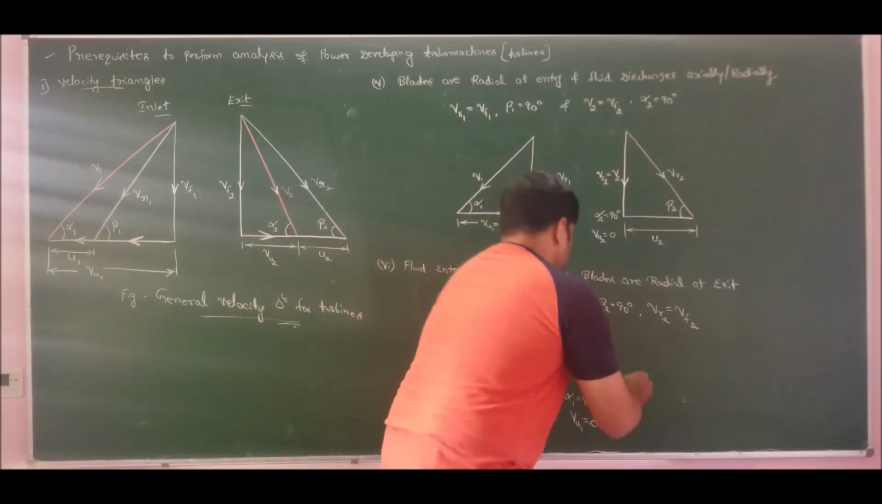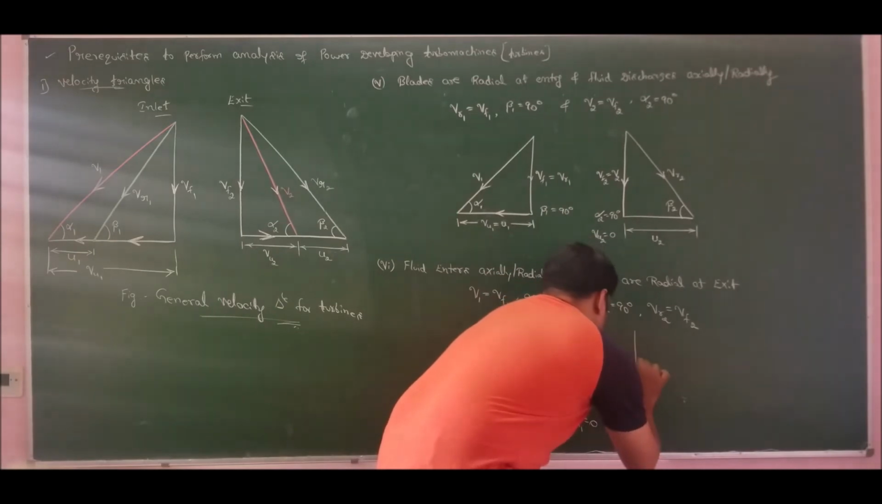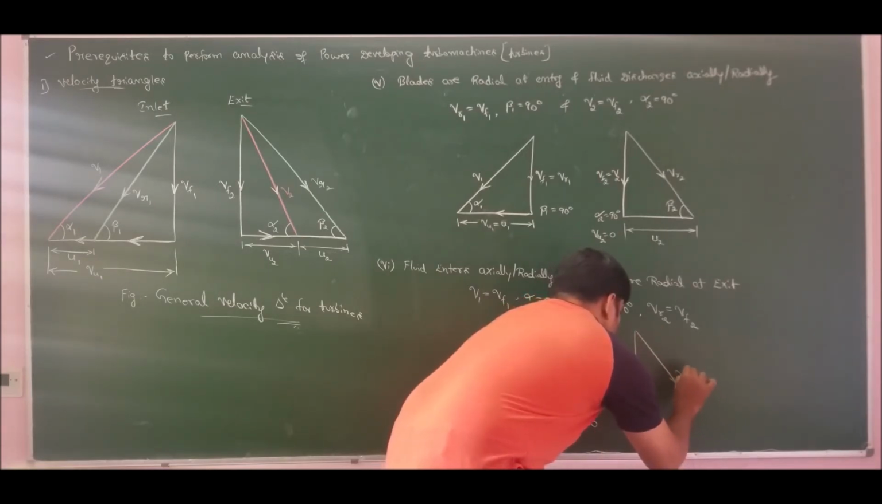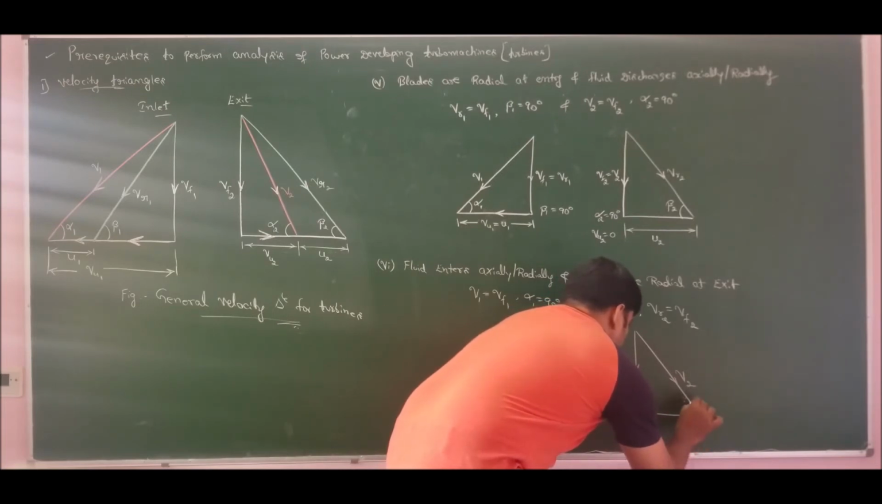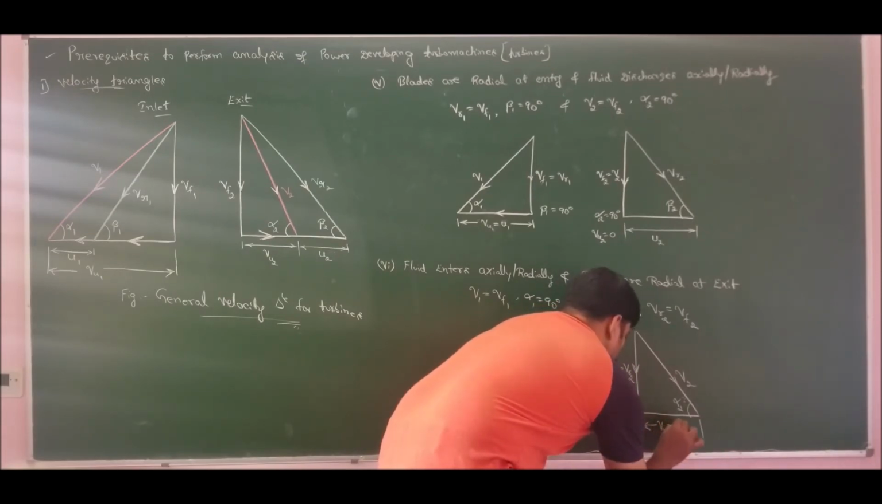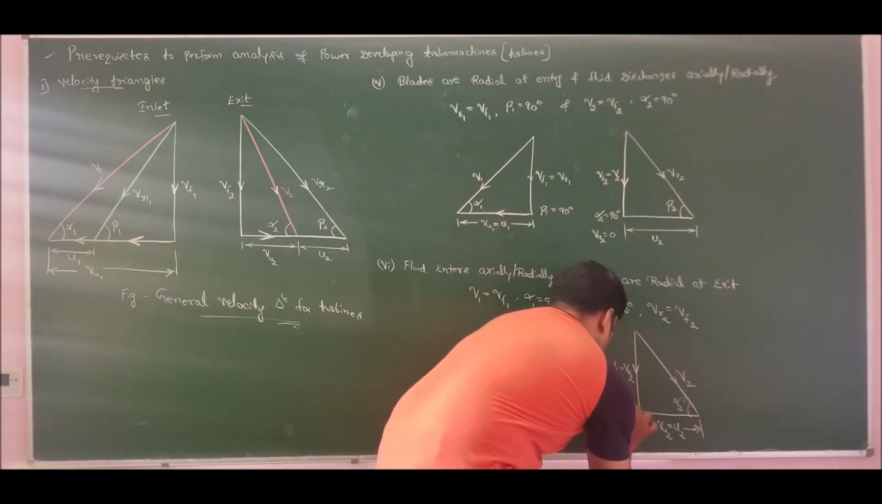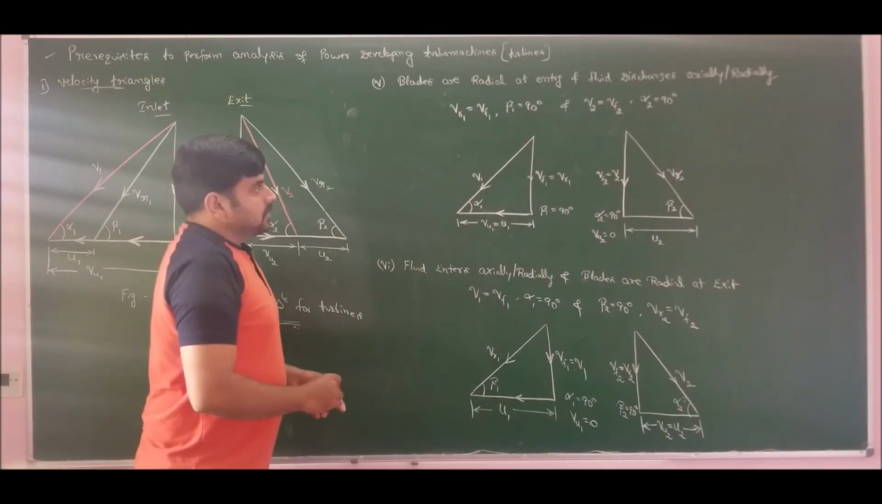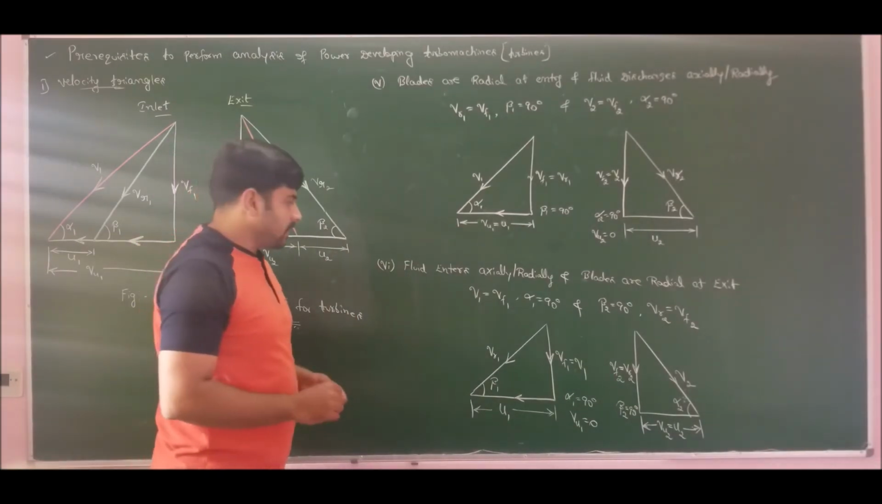Similarly, if I draw the exit velocity triangle for this case, we have Vf2 equal to VR2, and I have left out V2. Joining the base, the angle made by V2 is alpha 2. So hence for this case, I will get Vu2 equal to U2. Here beta 2 will be equal to 90 degrees. So this is the velocity triangle for case 6. Now let us move to case 7.